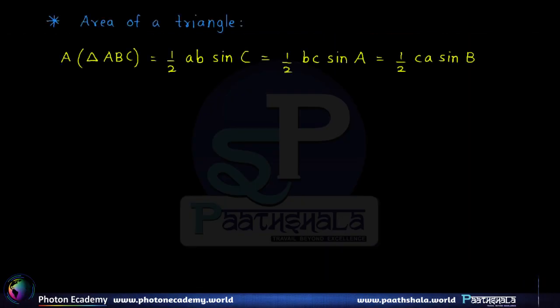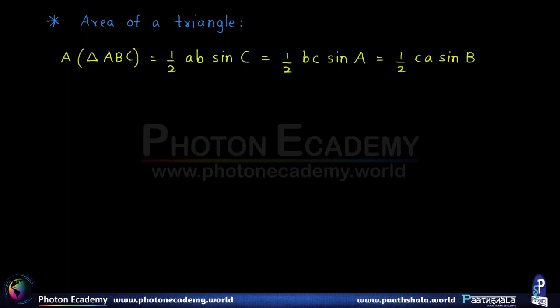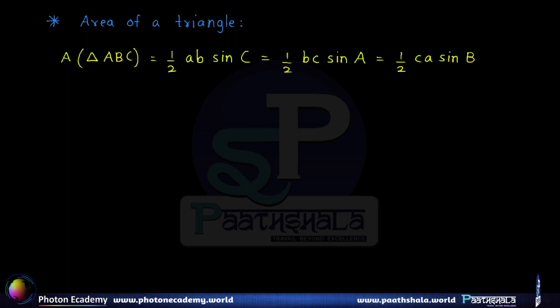Now let's study the next application of sine rule and cosine rule, that is area of a triangle. Now area of any triangle ABC is given by half AB into sine C, which is same as half BC into sine A, which is same as half CA into sine B. So let us try to prove any one of the parts so that the remaining two parts can be proven similarly. So here we now see the proof of area of triangle ABC given by half AB sine C.